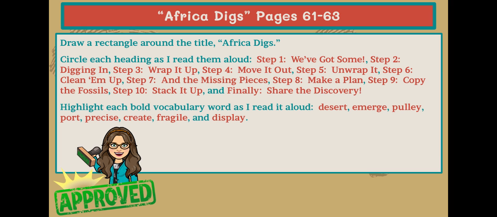Fragile. Fragile means easily broken or delicate. Say fragile. It is difficult to move the fragile bones without breaking them. Display. Display means to show or to put something in a place where others can see it. Say display. The scientists want to display the bones so other people can learn about Jabaria.